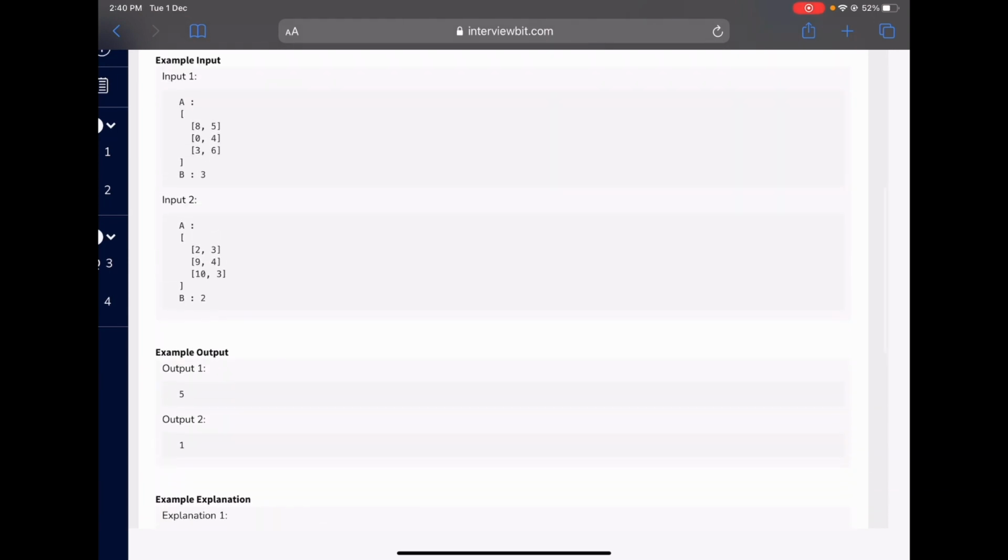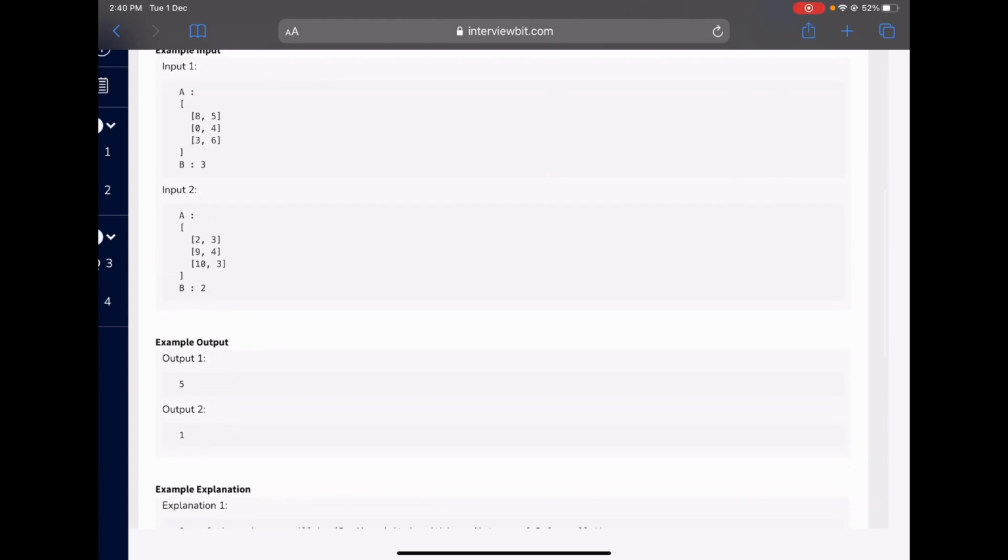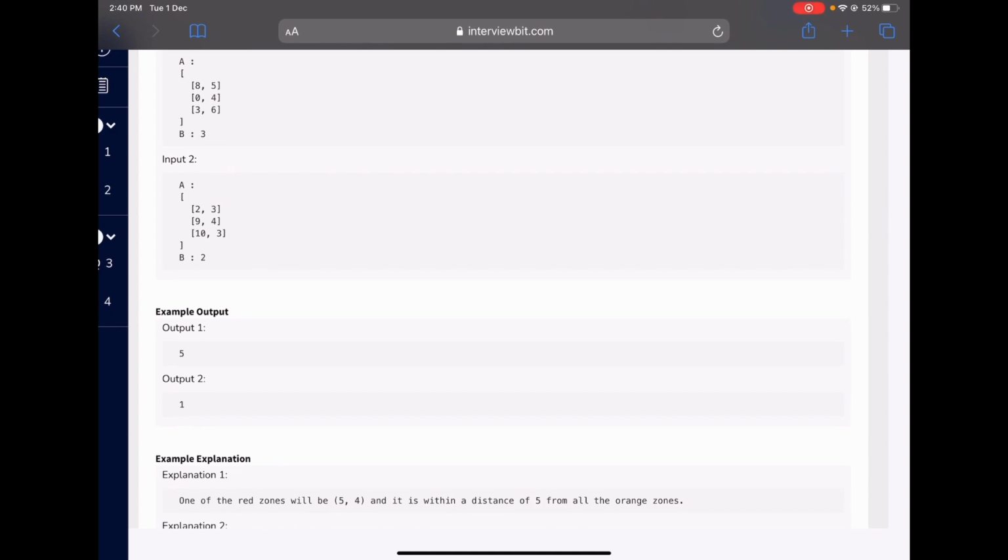So for example, let's look at the first sample. We have (8, 5), (0, 4) and (3, 6), and B is 3. That means it should be affected by 3 orange zones. So one of the red zones will be (5, 4), because the distance of (5, 4) from (8, 5) will be the square root of (8 minus 5) squared plus (5 minus 4) squared, that is the square root of 10, which is less than or equal to 5, because the answer is 5 in our case. That means after the 5th day we will get a red zone. Now the distance between (0, 4) and (5, 4) is 5, which is less than or equal to 5, and the distance of (3, 6) from (5, 4) is the square root of (5 minus 3) squared plus (6 minus 4) squared, that is the square root of 8, which is again less than 5. So the answer will be 5. After the 5th day we will get a red zone.